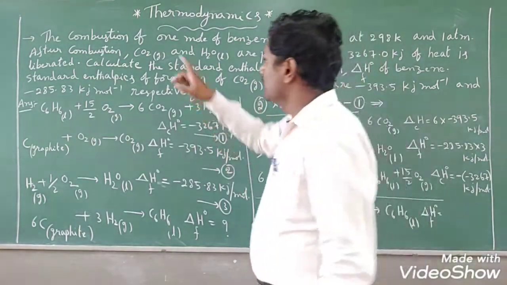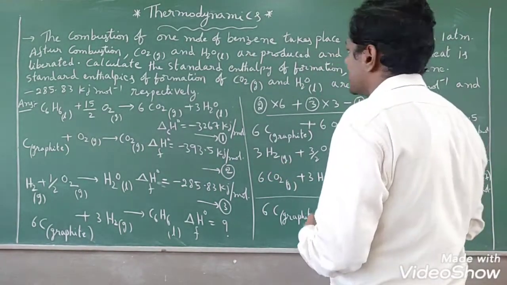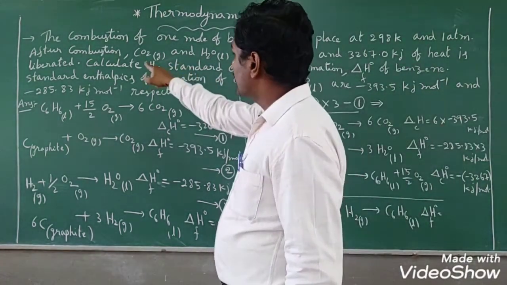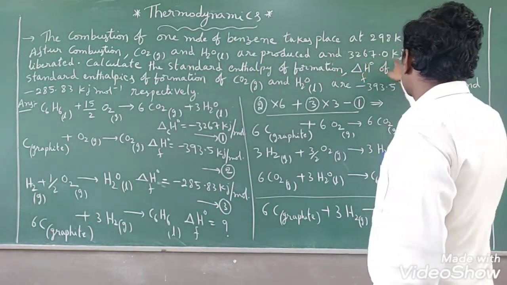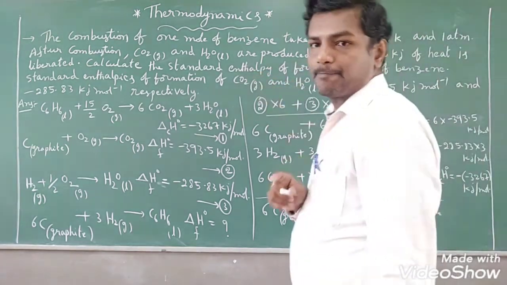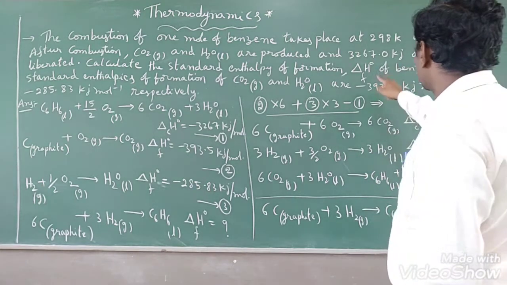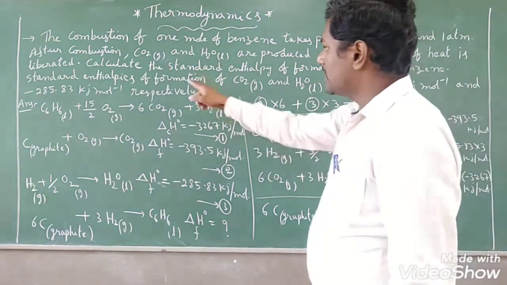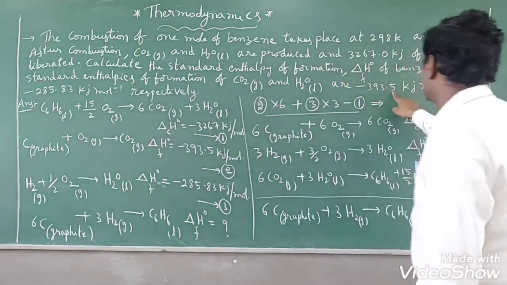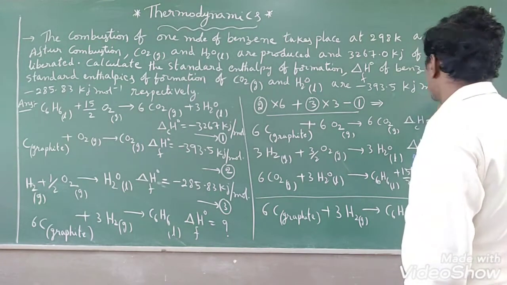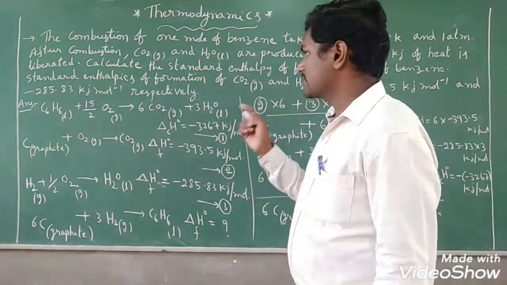Everybody listen carefully. The combustion of 1 mole of benzene takes place at 298 Kelvin and 1 atmosphere. After combustion, CO2 and H2O are produced and 3267 kilojoule of heat is liberated. Calculate the standard enthalpy of formation, delta H naught F, of benzene. Standard enthalpies of formation of CO2 and H2O are given as minus 393.5 kilojoule per mole and minus 285.83 kilojoule per mole respectively.